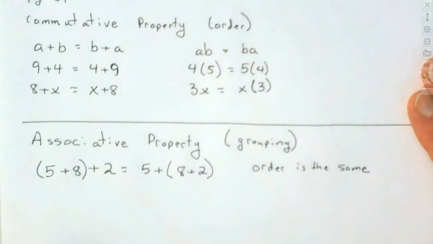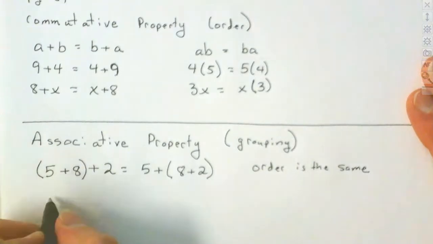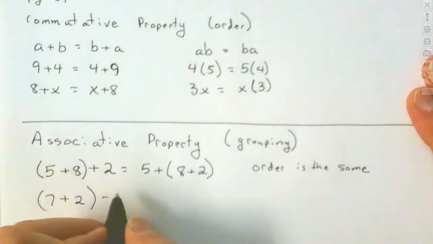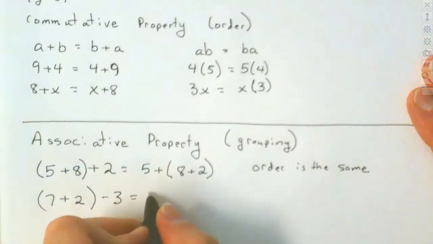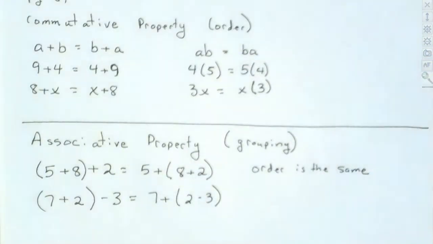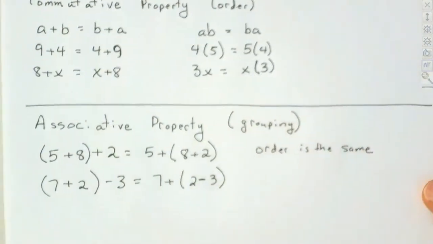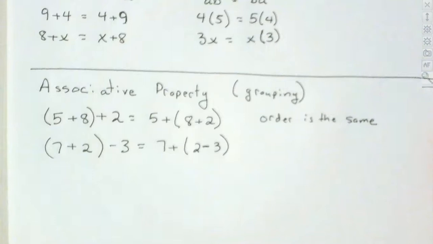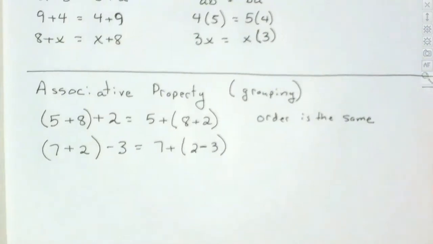Okay, let's look at another one. How about 7 plus 2 with parentheses minus 3 is equal to 7 plus parentheses 2 minus 3. Why is this associative property not commutative? It's going to be the associative property because I did not change the order, did I? All I did was what? Change the parentheses, where the parentheses lie, but everything else stayed the same.